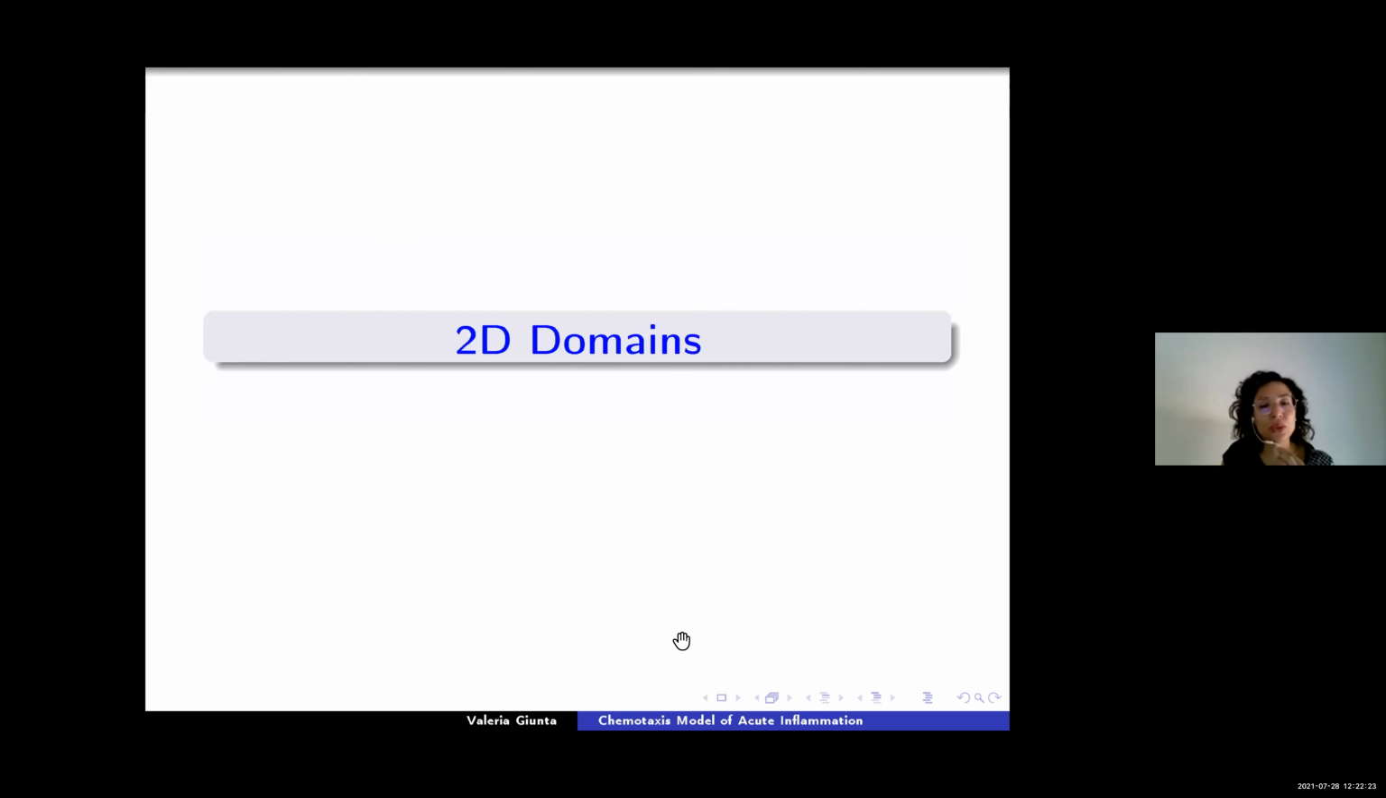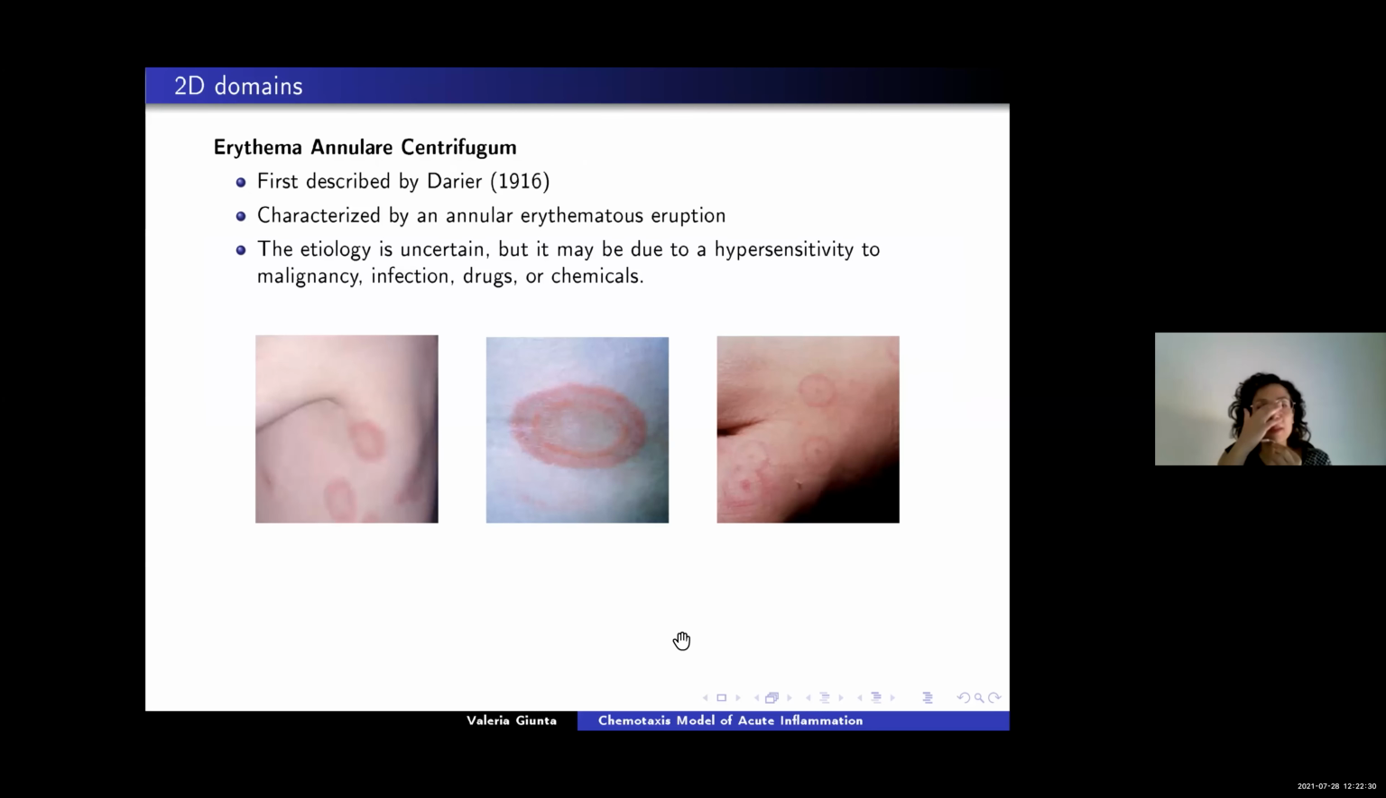Now I would like to show you some interesting results on 2D spatial domains. I will show you that the system is able to reproduce an erythema annulare centrifugum, its temporal evolution on your skin. It appears on the skin as a small red spot, then it enlarges and the central area clears. The final configuration is a ring, or more concentric rings, and sometimes inflammation appears again in the center of the ring.